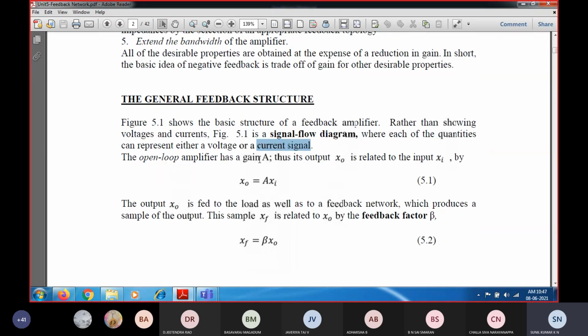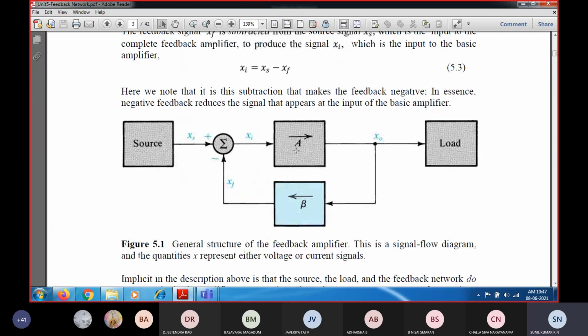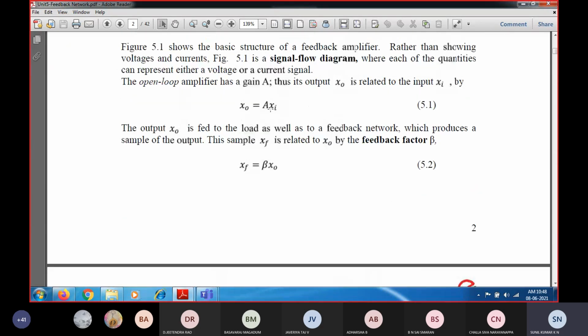So the open loop amplifier has a gain A. The amplifier A has the open loop gain, and X naught is related to Xi. So X naught will be equal to what? If I am not considering the feedback, X naught will be equal to A times Xi. That is nothing but the amplifier gain. Output is X naught, and input to the amplifier is Xi. So the amplifier open loop gain is X naught divided by Xi, that is, X naught equals A times Xi.